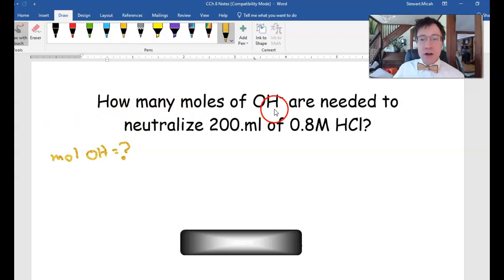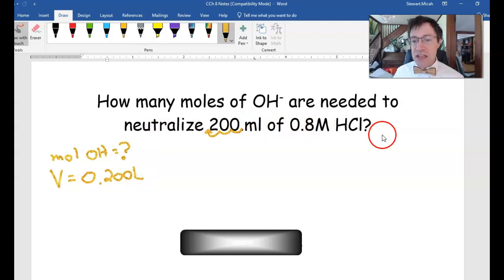So how many moles of hydroxide are needed to neutralize 200 milliliters? All right, so my volume, I'm going to take this decimal place and move it 1, 2, 3 times to convert it straight to liters right away, of 0.8 molar HCl. Okay, so I've got molarity of my acid equals 0.8 moles. Molarity.